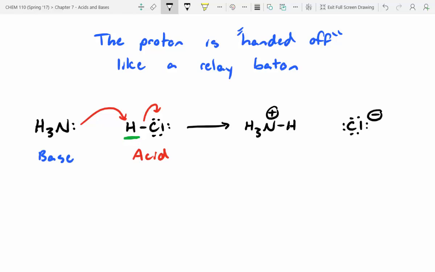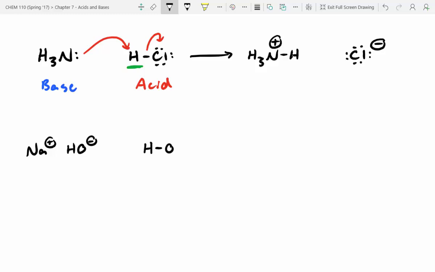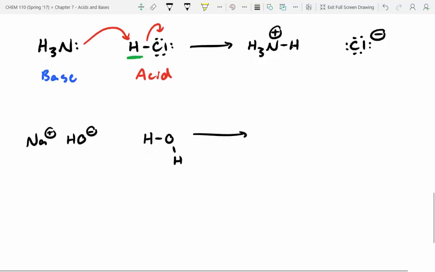You guys want to try a couple other ones? Okay, let's do a couple others and we'll try to do it similar. Let's do Na plus HO minus, so that's our sodium hydroxide. And then over here, I'll have water. And then I'll do another one below too. Let's do HCl again. I'm going to draw it a little bit differently. And water.